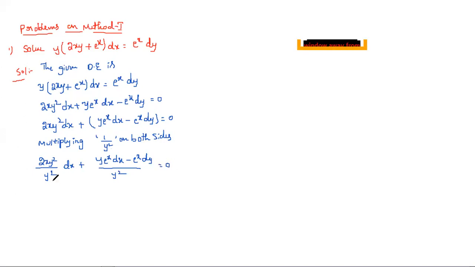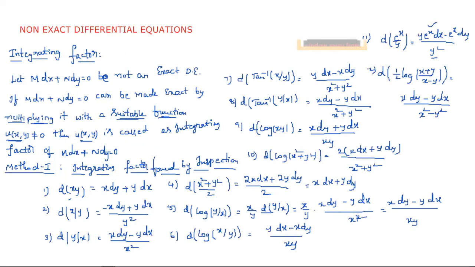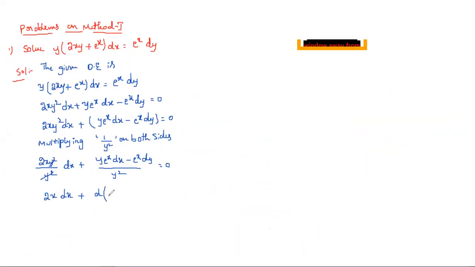And now, here the y square cancels, so here it is remaining 2x dx. And in place of this one, simply we can write the formula: if you observe, (y e power x dx minus e power x dy) by y square is nothing but the derivative of e power x by y. So here it is, 2x dx plus derivative of e power x by y is equal to 0. Now apply integration on both sides.